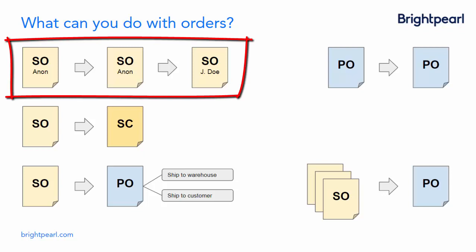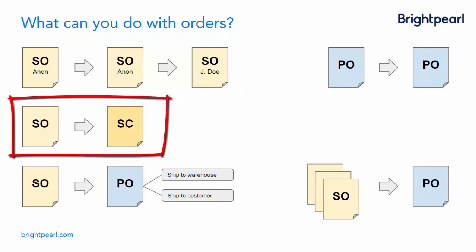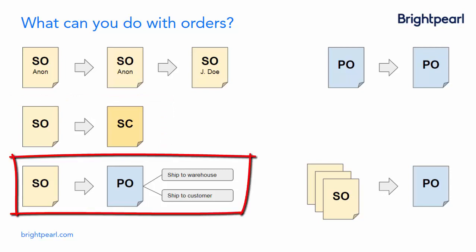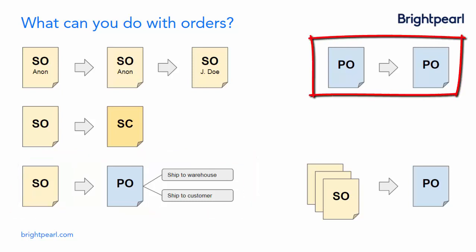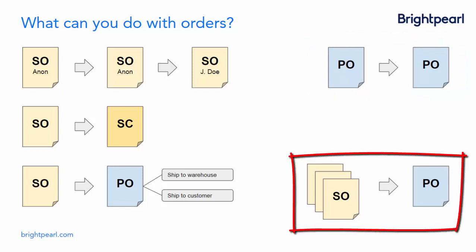allowing you to build generic quotes which are then copied and then the contact changed. Sales can be copied to other sales or copied to sales credits, which are used for customer returns. Sales can be copied to purchase orders, which can either be shipped to your warehouse or direct to customer as a dropship purchase order. Purchase orders can be copied to another order for the same or different supplier. And finally, multiple sales can be used to create a purchase order based on the items on those sales, using availability of stock if you need.